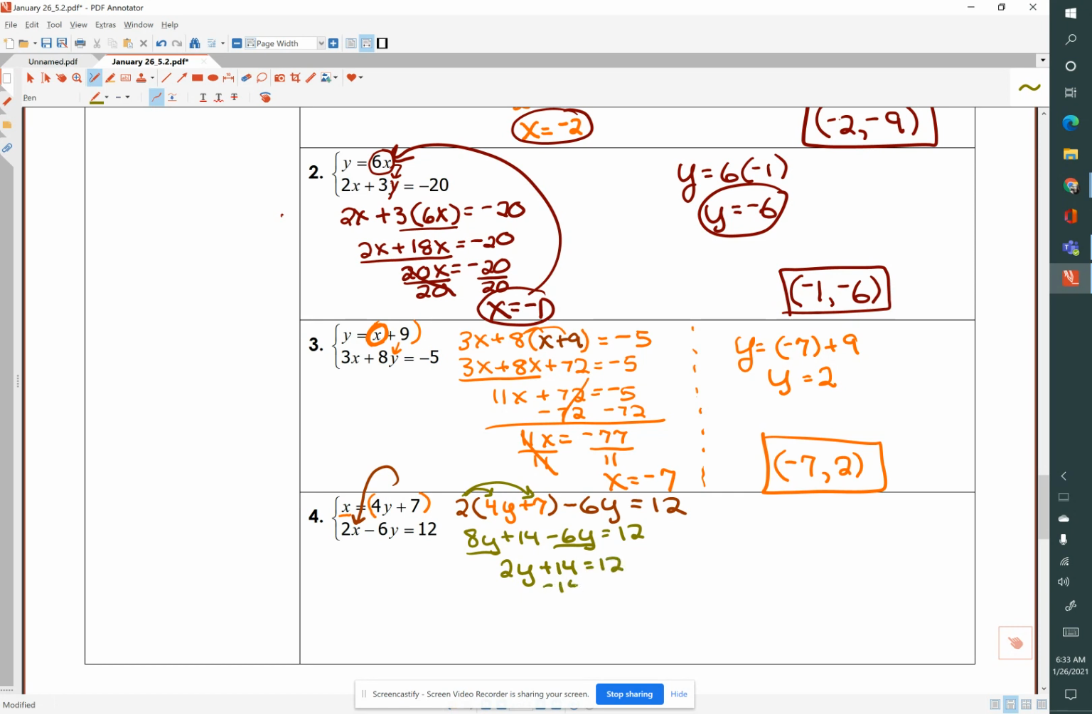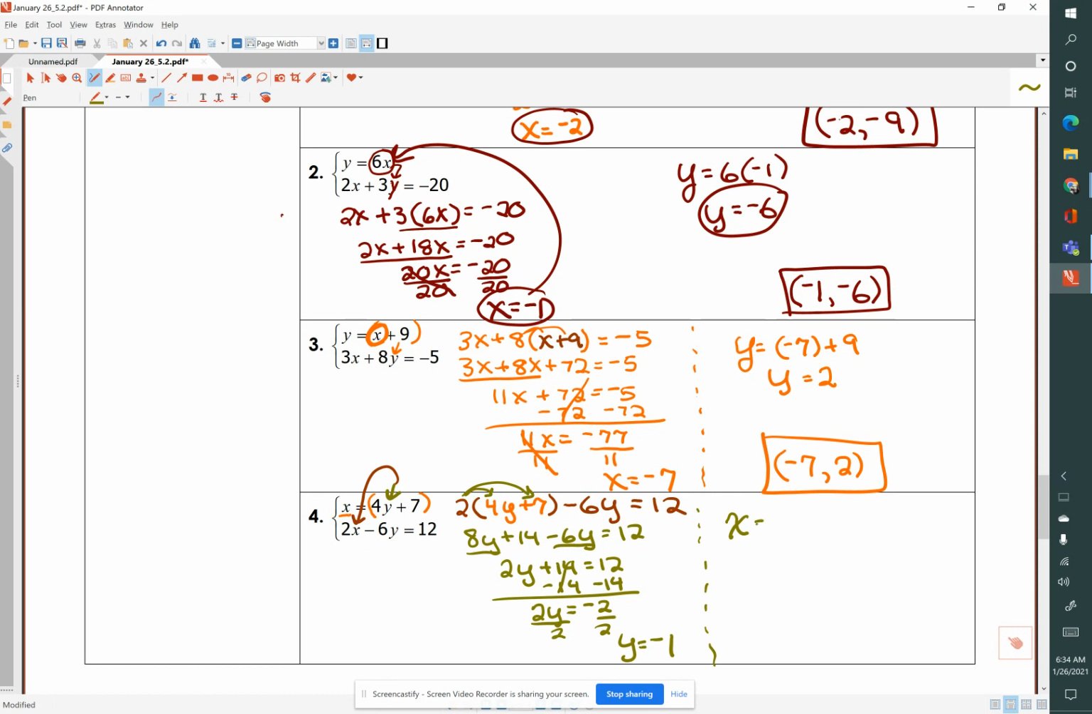And then I'll subtract 14 from each side. 2y equals negative 2. I'll divide both sides by 2. And y equals negative 1. And then I'm going to take that negative 1 and substitute it. So if y equals negative 1, I'm going to substitute it for y in the first equation. That's a much easier equation to work with.